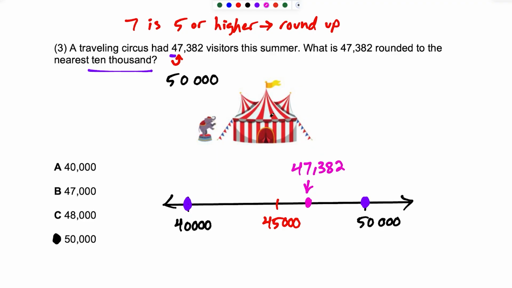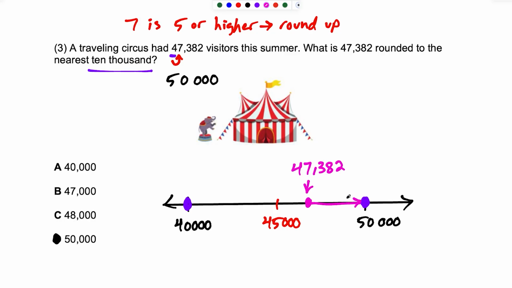But now you're asking yourself when you're rounding, which number is our number closer to? Is it closer to this number or this number? Is 47,382 closer to 50,000 or 40,000? And I think it's clear here that this number is closer to 50,000.